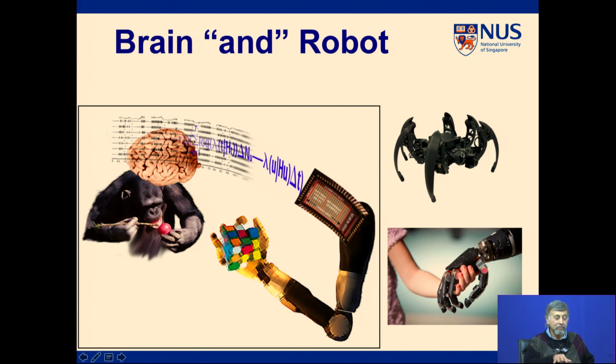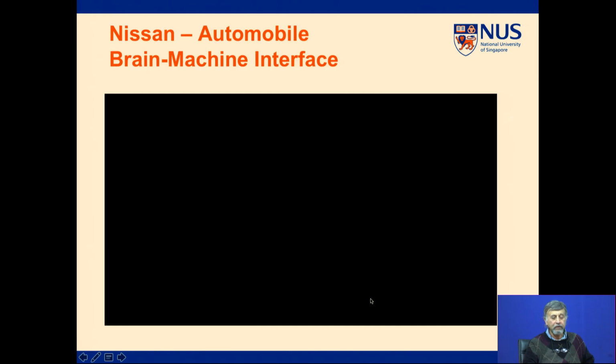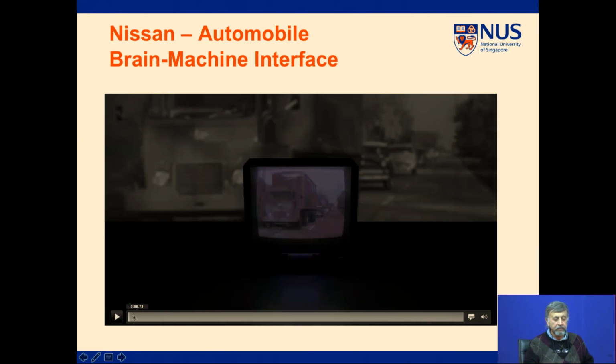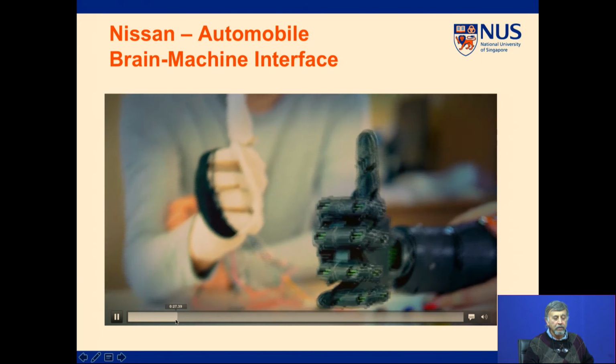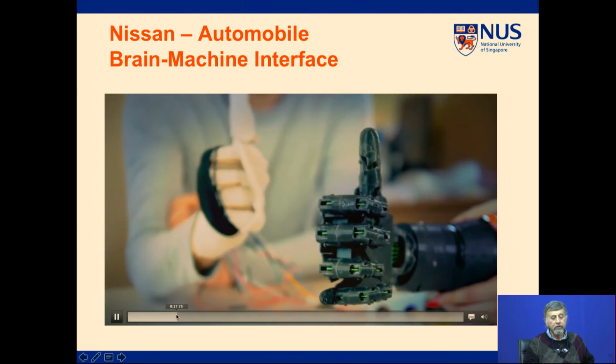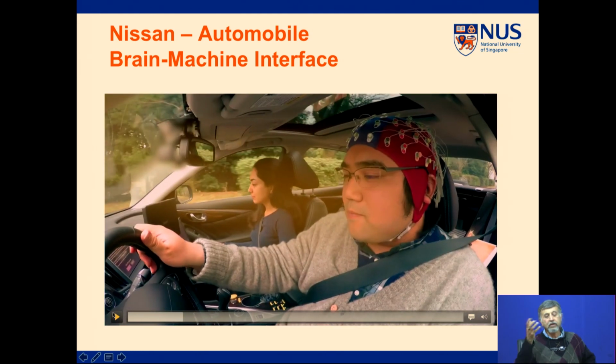So I gave you the examples of brains and robots, like controlling a robotic arm. That should be reasonable. I showed you Nissan's brain to vehicle interface, if you remember the video, adding a dimension to the interaction between vehicles and human beings. So you know, this is happening now, right? This was announced within the last few weeks. So this is very cutting edge.